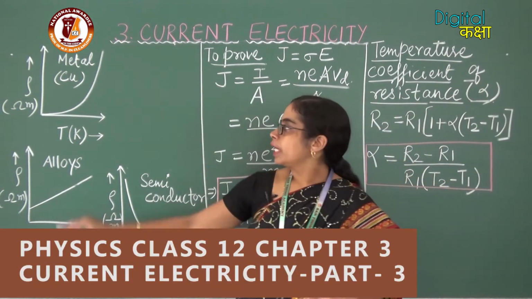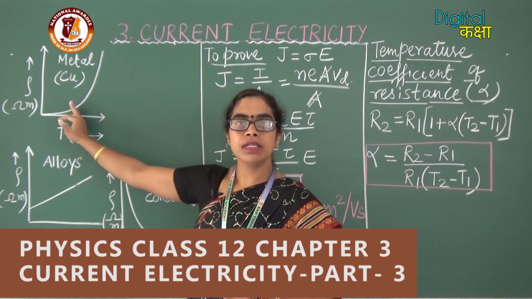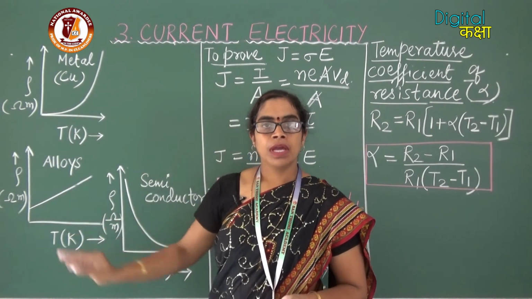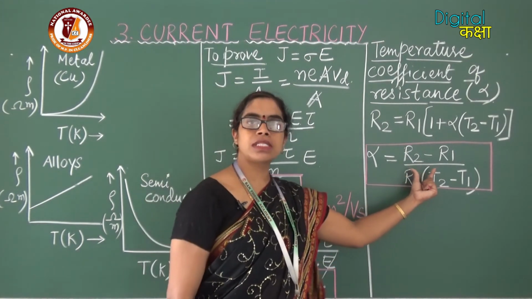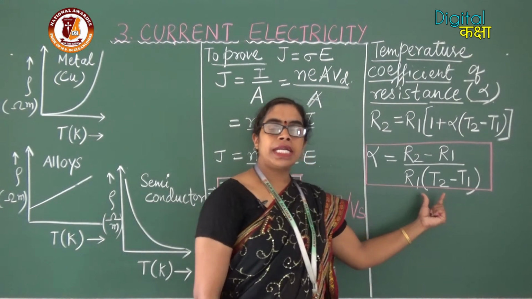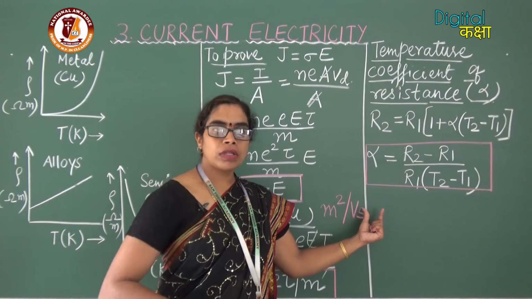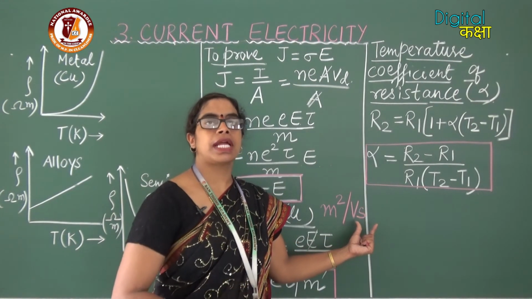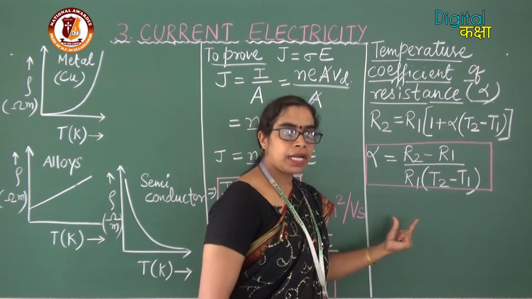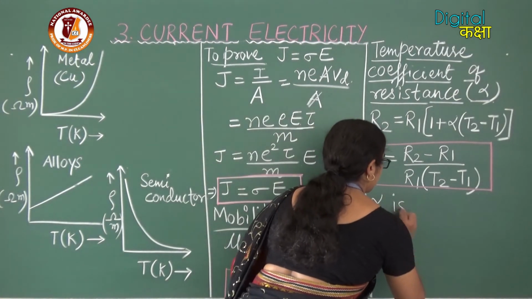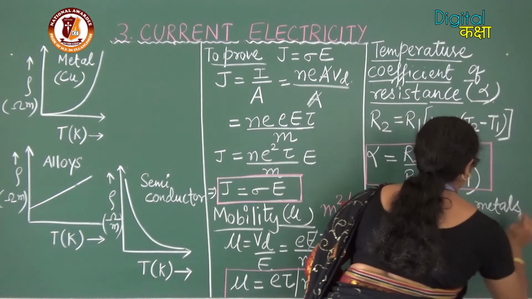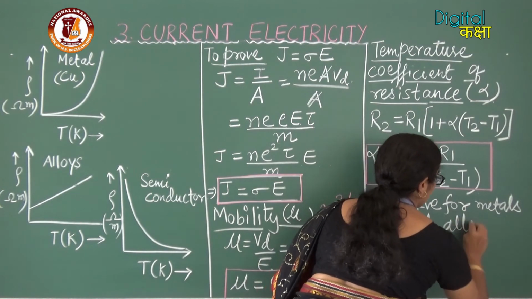From the graph, it is very clear that for metals and alloys, the resistivity increases with the temperature, and so does the resistance. It means in the formula, when T2 is greater than T1, for the metals and the alloys, R2 will be greater than R1, and the value of alpha is positive for these two categories, that is for metals and alloys.